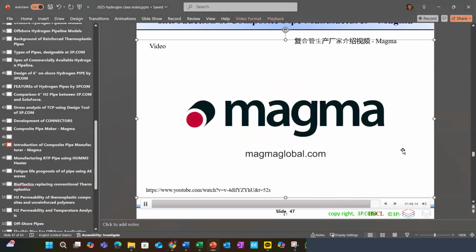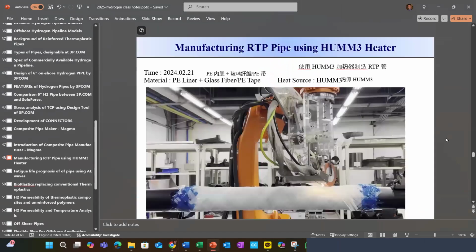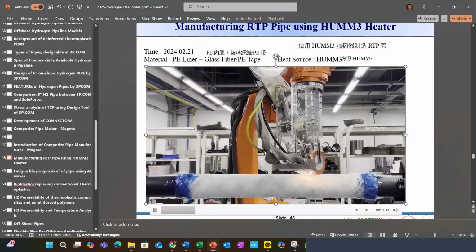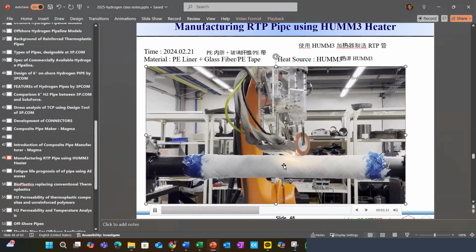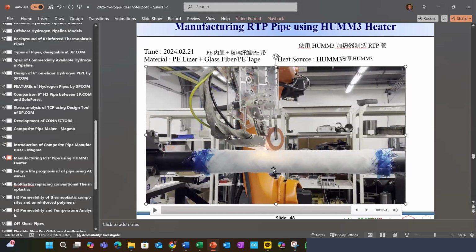Okay, so that is the short video introducing how Magma produces the composite pipe, TCP. This is the robot system in our lab, our composite lab. This is a very short length, but with a similar methodology to make the pipe. This is a glass and PE composite.